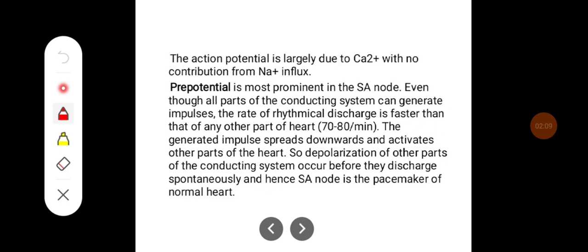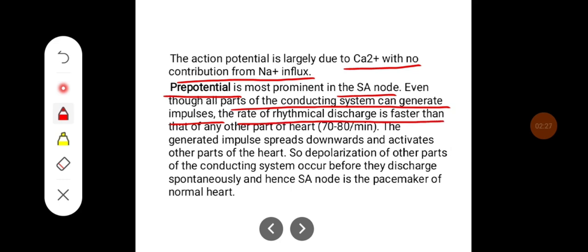The action potential is largely due to the calcium with no contribution from sodium influx. Prepotential is prominent in SA node. Even though all parts of the conducting system can generate impulses, the rate of rhythmical discharge is faster than that of any other part of heart. That is, it is around 70 to 80 per minute.